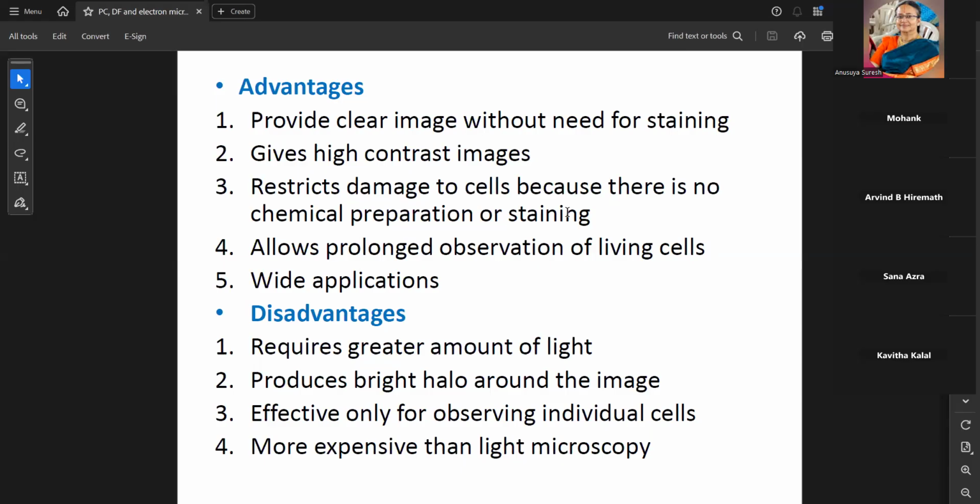Now, what are the disadvantages of this method? First, to give that phase contrast, to give the contrast between the phases, you require a larger amount of light. A greater amount of light is required. Another thing that is noticed is that generally there will be a bright halo, something like a bright light, produced around the image. Because of that, it is difficult to guarantee that you will get a good kind of image.